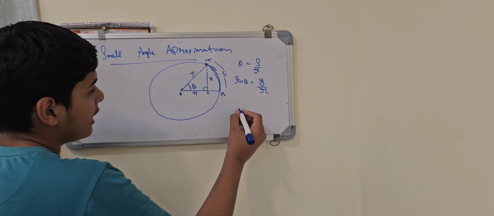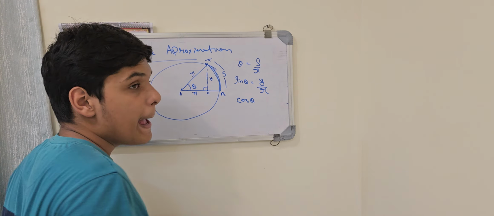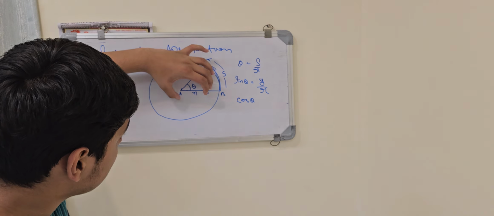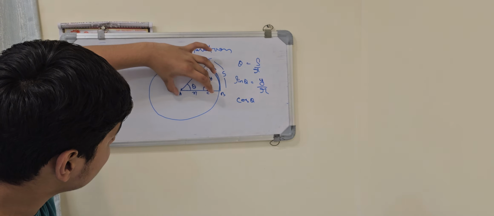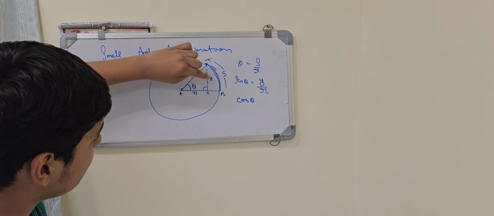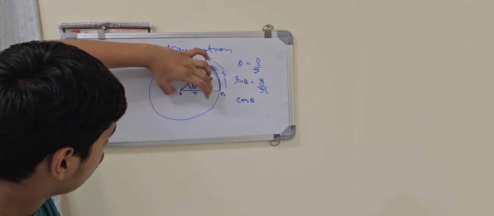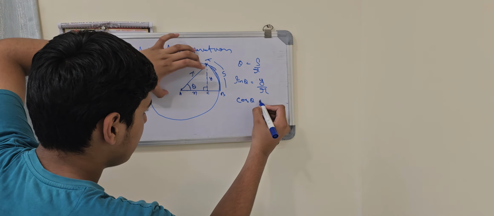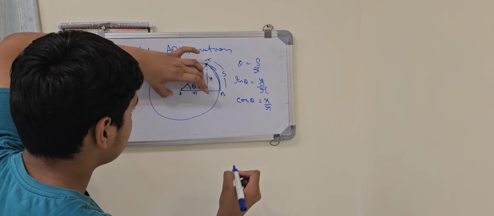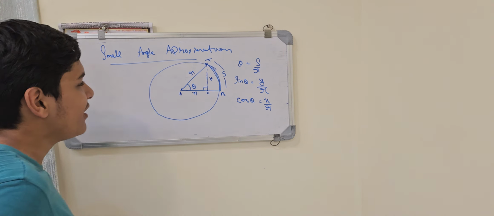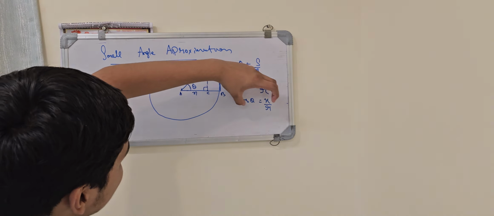If I take cos theta, cos theta is equal to what? Base by hypotenuse. Base, not this whole thing, this one. We are applying trigonometry on this triangle, not on this part. Cos theta is equal to base by hypotenuse, equal to x by r. This is x, don't get confused. So cos theta is equal to x by r.